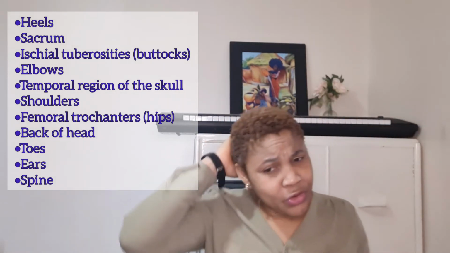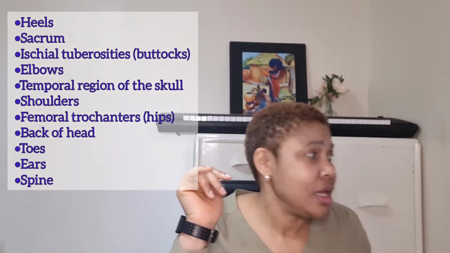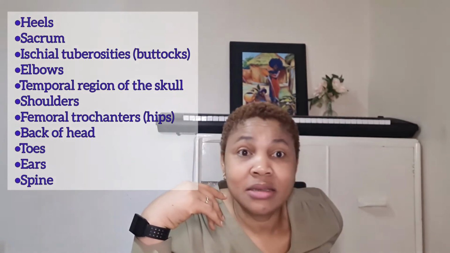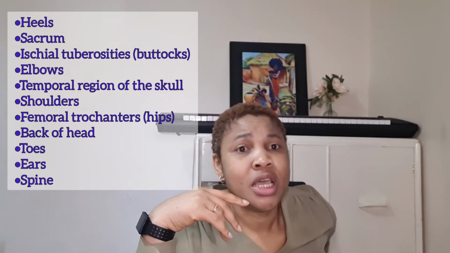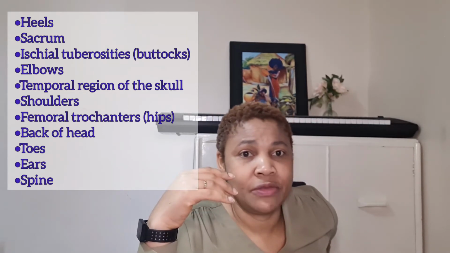So the back of your head, your ears, your toes, your spine is very important. The spine is very, very important. Your spine has a bony prominence, so it's definitely prone to have pressure sore. All right, so what did I say? We said the heels, we said the sacrum, the ischial tuberosities, so that's your buttocks. We said your shoulders, the temporal region of your skull, all those places, toes, ears, spine.